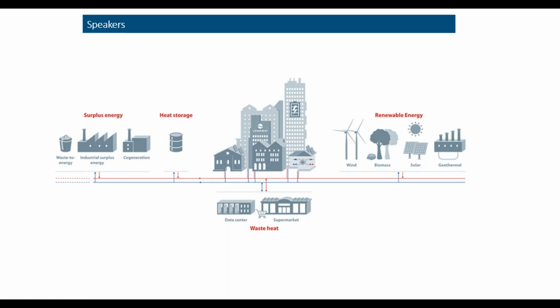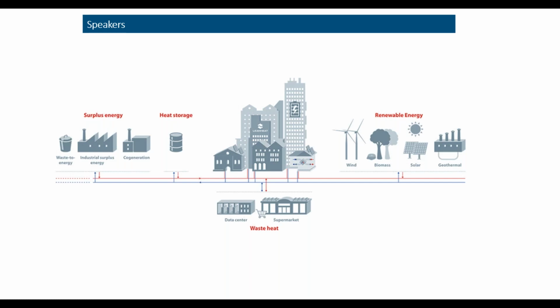It will also include supply of energy from surplus energy from waste to energy power plants and from cogeneration, and also energy that will be obtained from heat storage facilities. This energy is going to be used for heating and cooling in the buildings that exist today, as well as the buildings that will be built in the future. And the energy will be supplied using a network of transmission and distribution lines.